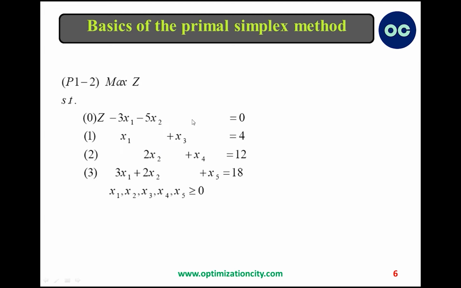To simplify the process of solving the problem, it's helpful to rewrite the objective function as a functional constraint and add it to the list of constraints as row 0. Before introducing the simplex method, we rewrite the problem P1-1 in this way. So P1-2 is the final model for entering the primal simplex algorithm.